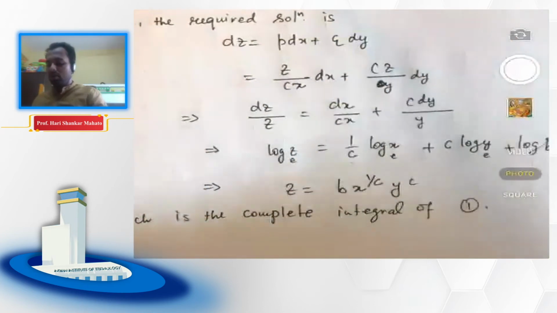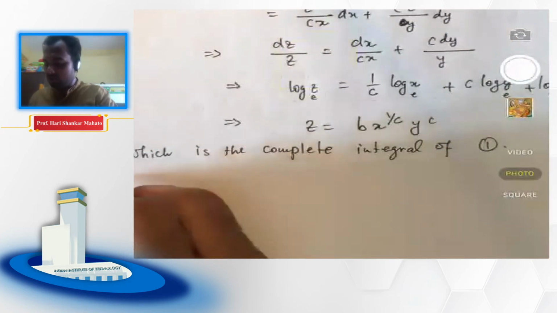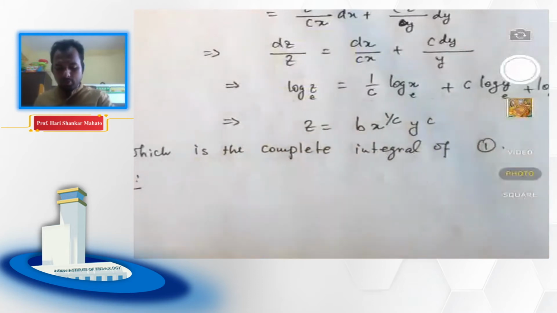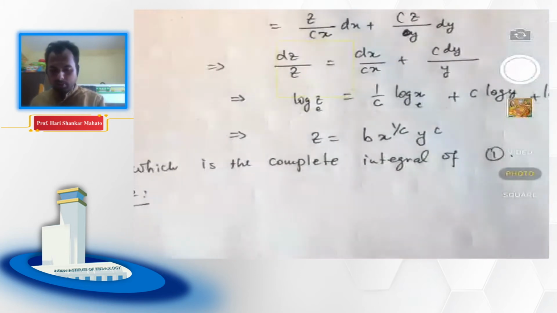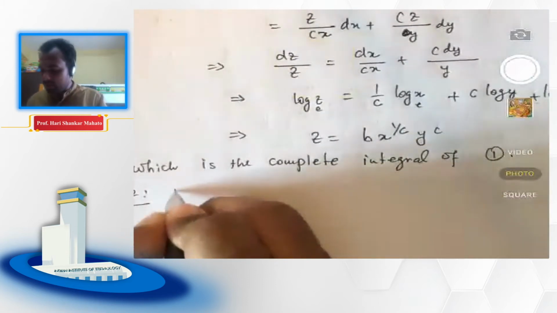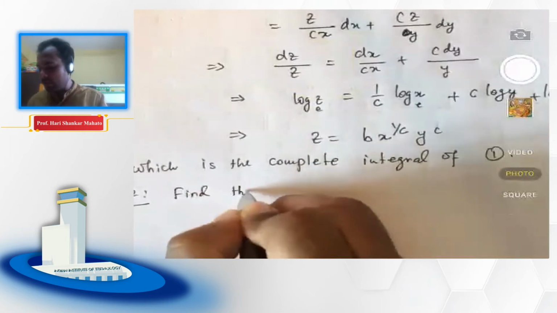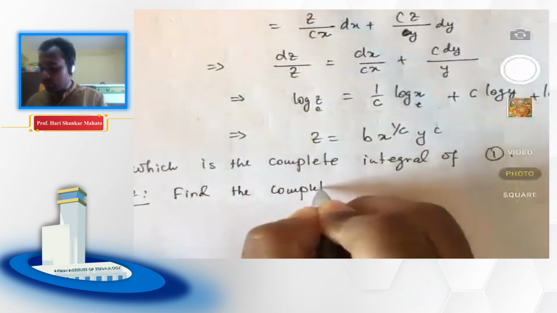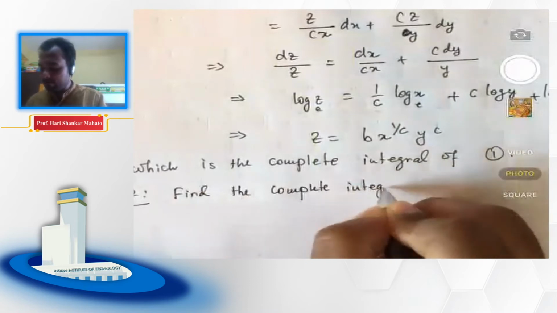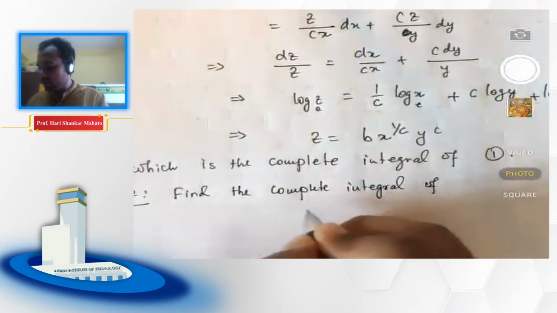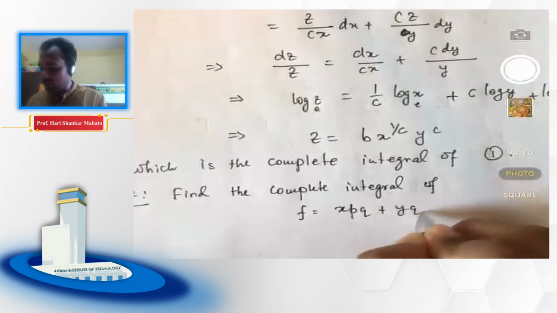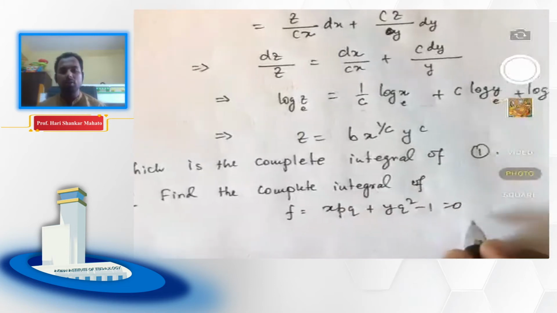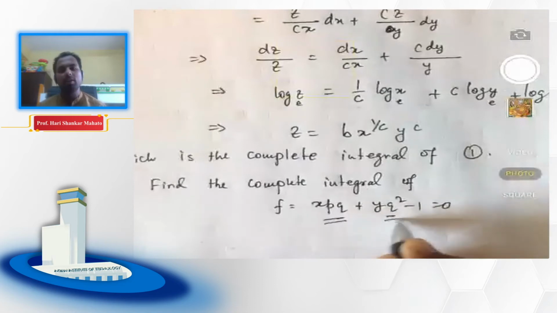This example might be a little bit complicated. So now I'm going to show you another example which could be simpler. Suppose we are given something like: find the complete integral of f of x y z p q equals x p q plus y q square minus 1 equals 0. So here it is, of course, a nonlinear PDE because you have nonlinearity here, nonlinearity here.